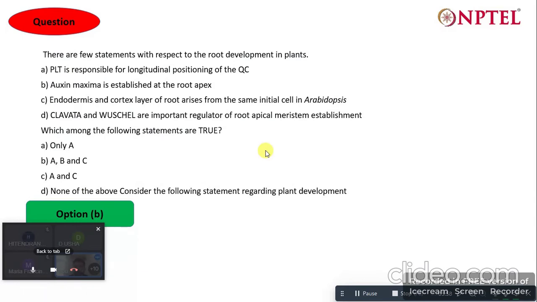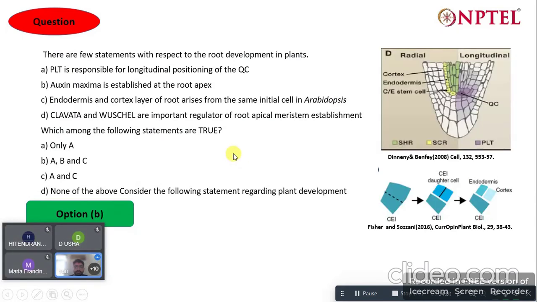As we can see from the figure presented on the right side, QC positioning is controlled by two pathways. First is the Plethora pathway, and the other one is the Scarecrow-Short root pathway. Plethora maintains the longitudinal positioning of the QC, and both Scarecrow and Short root maintain the radial positioning of the QC. So the first statement is correct.